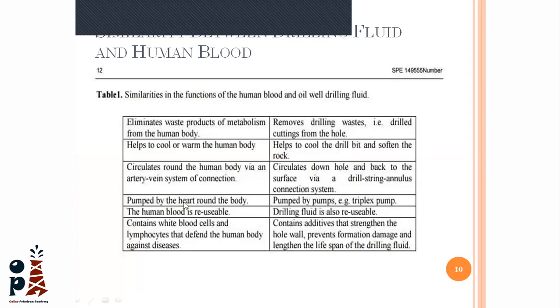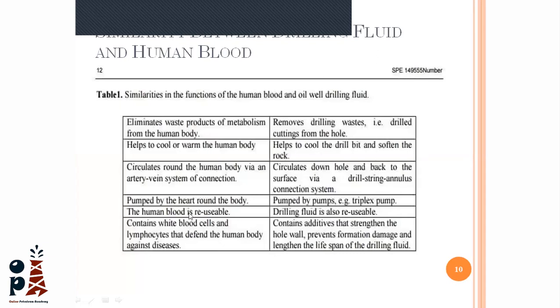the circulation happens by the heart, through the system of arteries, veins and connections of our body. And for the drilling fluid, we use the triplex pump of the rig to pump it through the drill string to the annulus and back to surface.